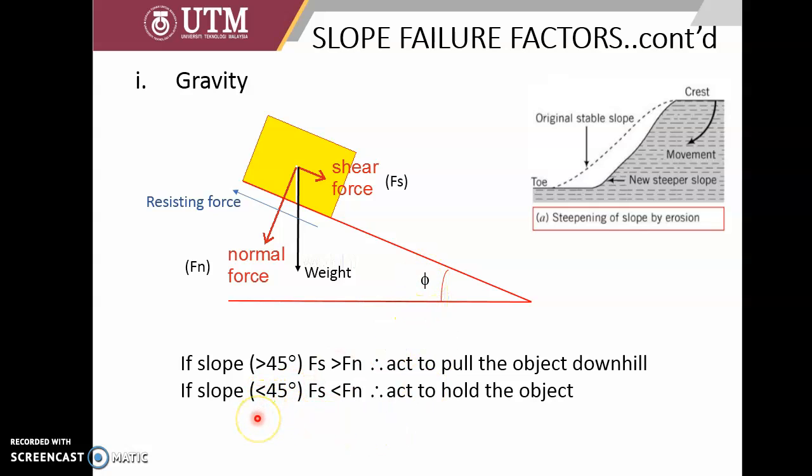So what it means, if we consider the gravity factor, any slope that we want to design, any man-made slope that we want to design, shouldn't be more than 45 degrees, especially slope of earth. If we have a slope of rock, it might be stable.